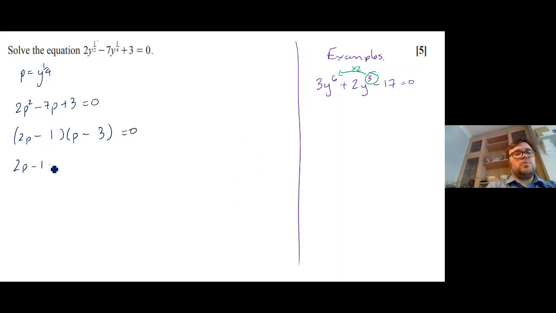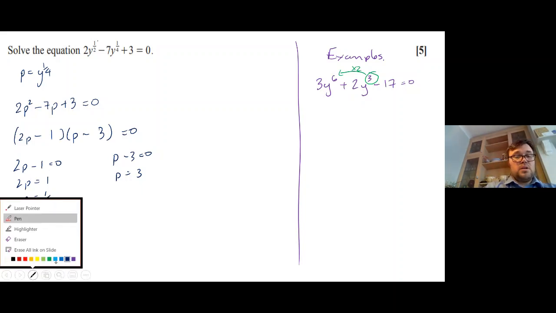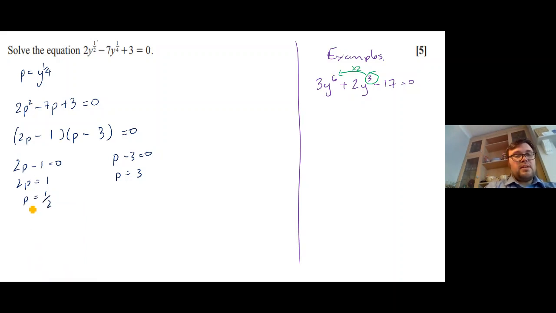So 2p minus 1 equals 0. 2p equals 1. p equals a half. Then you've got p minus 3 equal to 0. p equals 3. We haven't quite finished in terms of solving it. What we have done is created it in terms of p. So if we then take out the substitution, instead of p now, as we said up here, we've now got y.